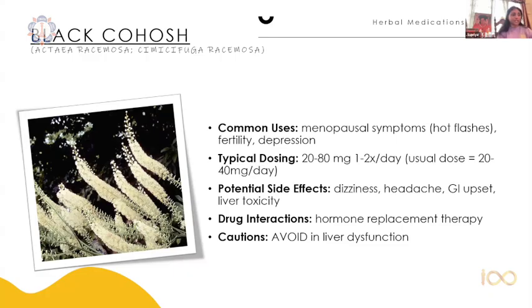The side effects of this medication can be CNS related, so think mental side effects like dizziness, you can get headaches. It can also cause stomach upset and liver toxicity. The biggest drug interactions with this is hormone replacement therapy. So if you're already on hormone replacement therapy for hot flashes, this one might not be the best one to take because you don't want too much estrogen. Phytoestrogens actually may stimulate breast tumor growth, so that's something to be cautious of. And this one should be avoided in liver dysfunction.